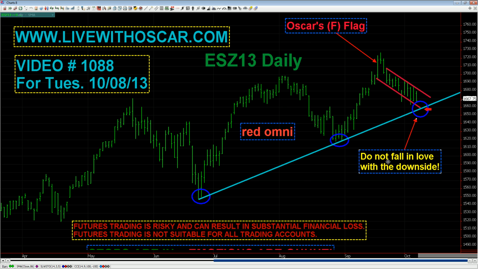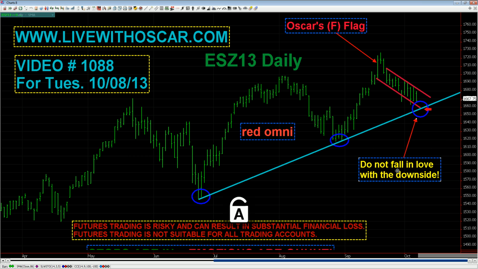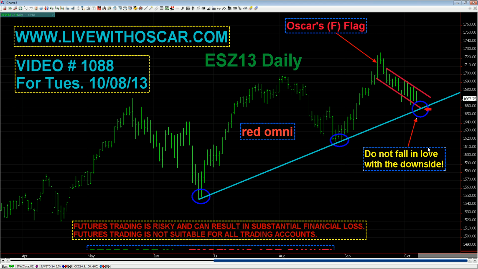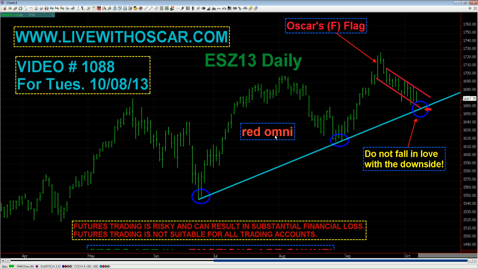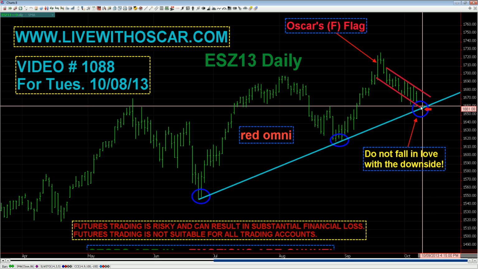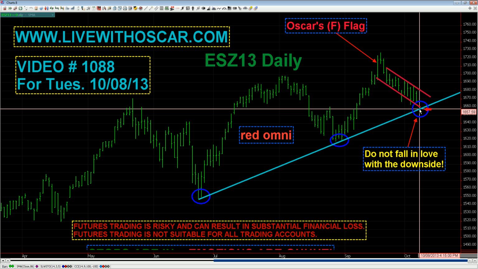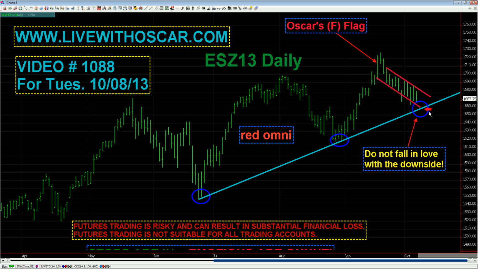But I want to tell you, do not fall in love with the downside, because here's one of many reasons. You're looking at the emini S&P daily bar chart, and again, yes, we have a bearish omni to start off the trading day for Tuesday, so we're sellers, but there's a lot of support coming in right here at the bottom of my Oscarism F flag, and where we meet this major trend line support. And a little birdie whispered in my ear just yesterday and told me there's a very good chance my Omni average comes in around here somewhere as well.